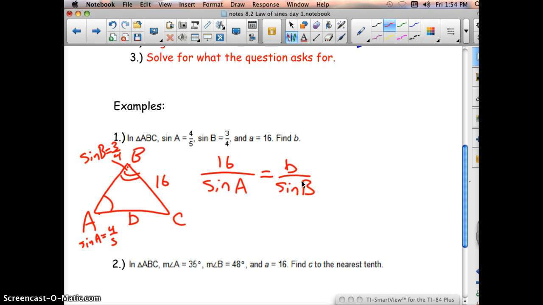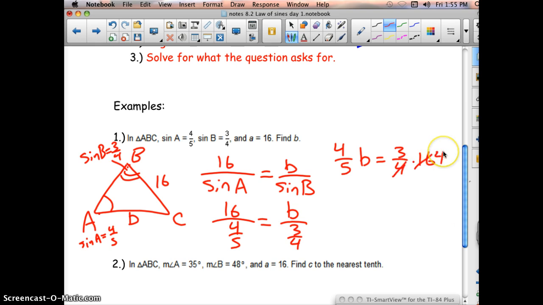All right, and I substituted in 16 for the a, and now at this point I'm going to substitute in the 4/5 for sine of A and the 3/4 for sine of B. Please be careful, do not do the sine of 4/5. It is 4/5. And that equals b over 3/4. So now what I have to do is cross multiply. Well, okay, 4/5 times b is 4/5 b. And that equals 16 times 3/4. Okay? 16 times 3/4, that's going to give you 12.